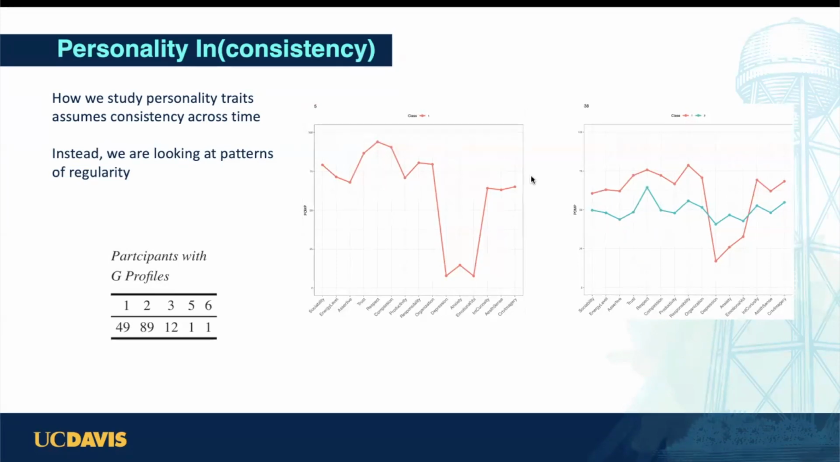And so although this participant on the left, they do endorse one profile, that seems to be the minority of participants, as you can see in this table on the left. The majority of participants endorse at least 2, if not more, profiles across time. And so someone like the participant on the right is the modal participant in terms of personality profiles.